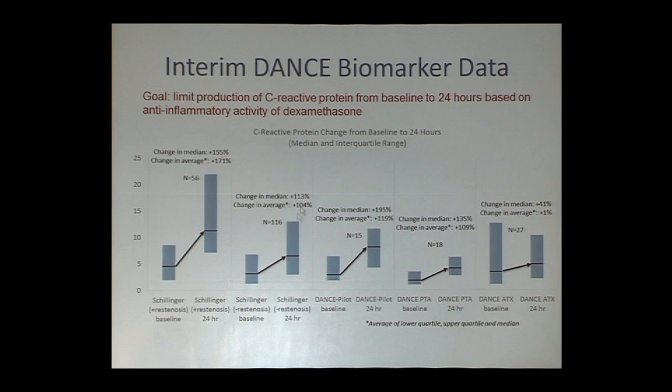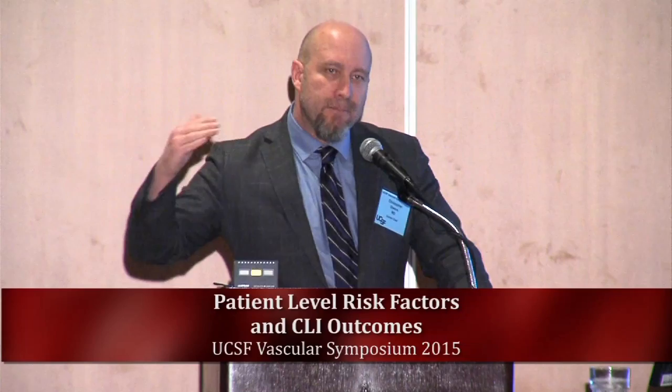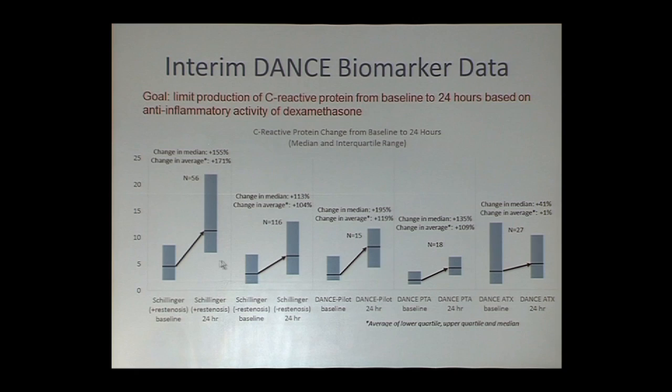This is a Schillinger paper that was published a few years ago, which basically showed the peri-inflammatory response to an intervention is related to subsequent restenosis down the road. If you have a pretty high increase in your inflammatory response, you have a higher chance of having a restenosis. Whereas in patients who had a lower increase after the intervention, they had a lower chance of restenosis.